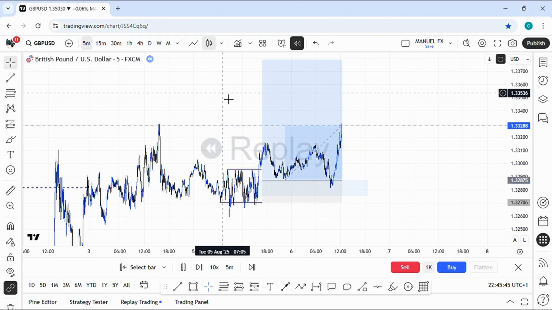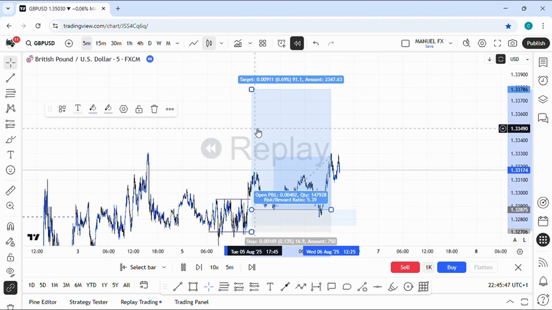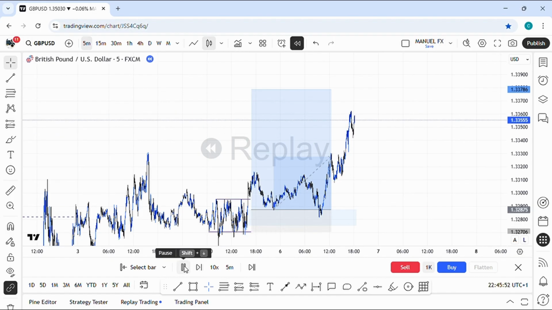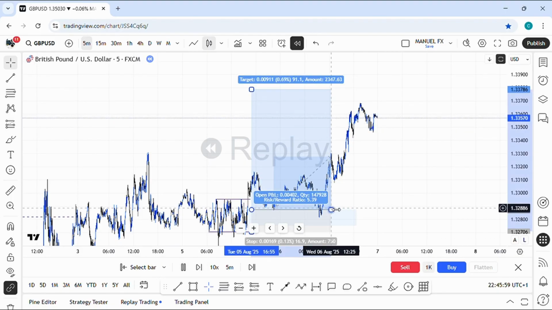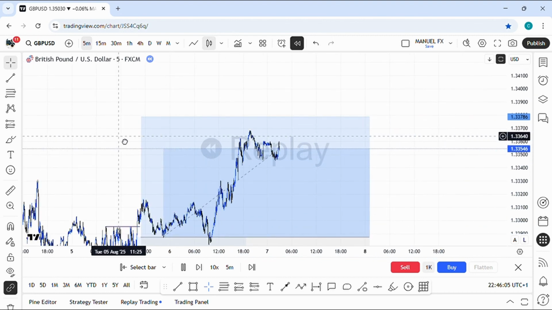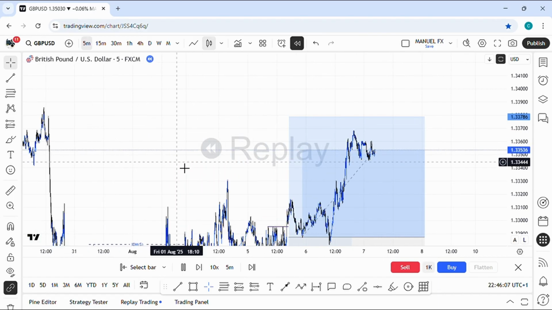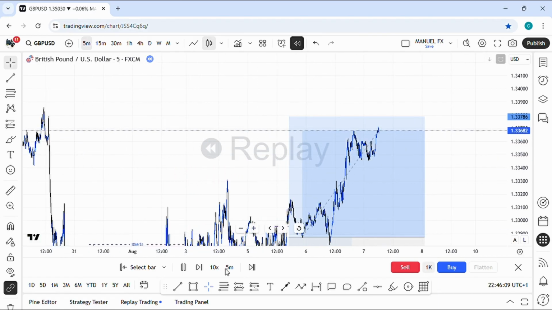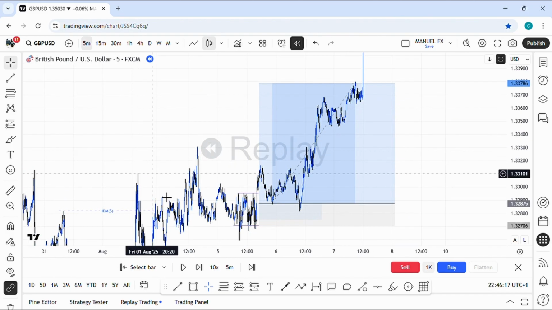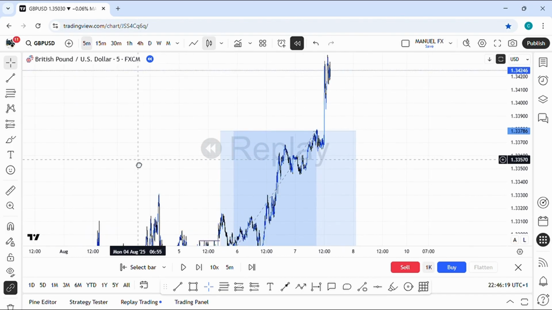See, price just keeps going and keeps going, and price hits my target. See, it's almost there. Let's see if price is going to hit my target. I think price is going to hit my target. Boom. And there you have it. Price hits my target. Can you see?